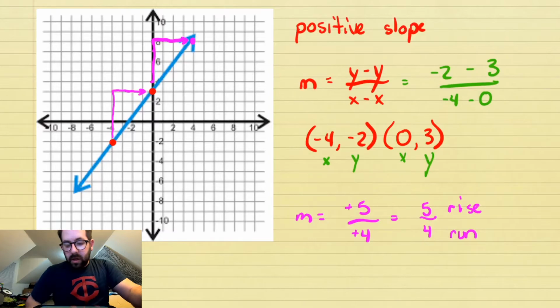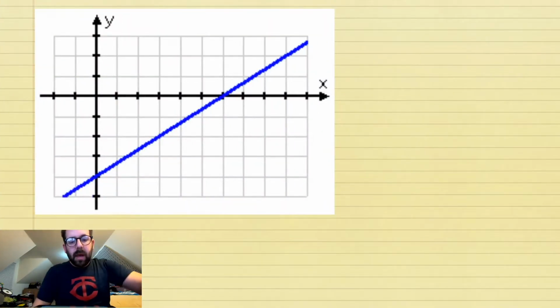Let's go right through the next one here. So we have 2 more problems left. This one was kind of tricky because it didn't have coordinates, so I'm just going to assume that these are going by 1s.